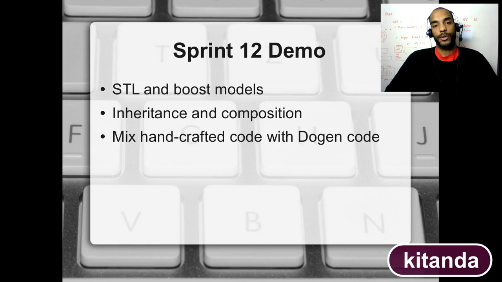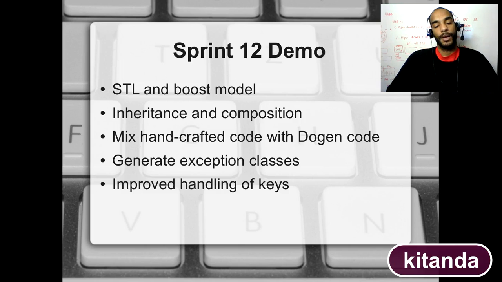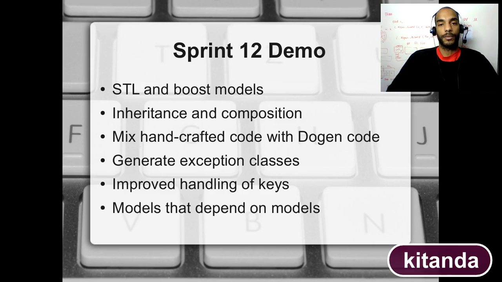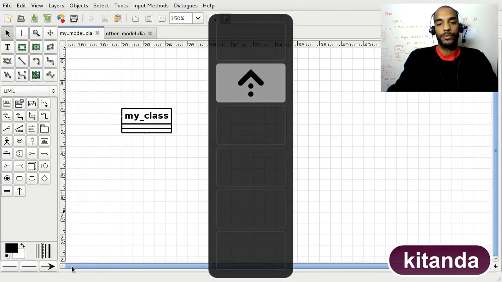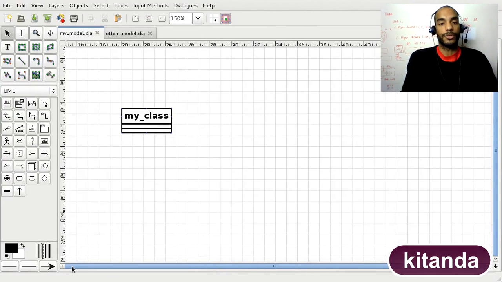You can now mix and match your handcrafted code with code that was generated by Dogen without any problems, and you can generate exception and enumeration classes from within Dogen. We also improved the handling of keys, which was a bit cumbersome in the past. It was not very type safe really, but now it's a bit better. And now you can generate models that actually make use of other models. Okay, so without further ado, we'll start with the STL and Boost models.